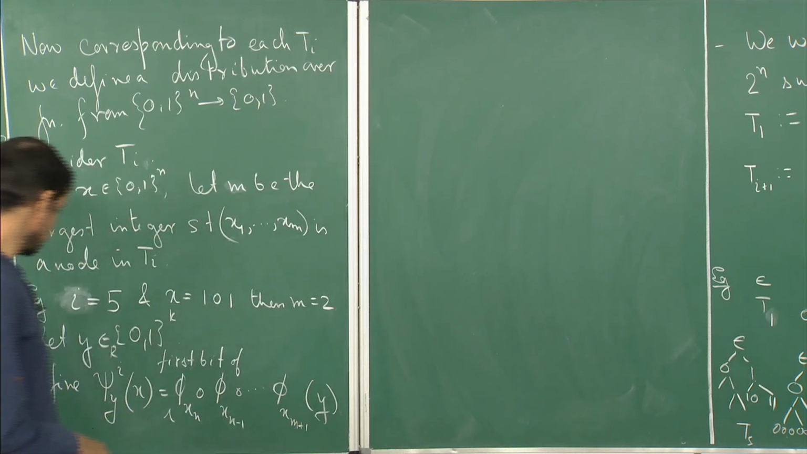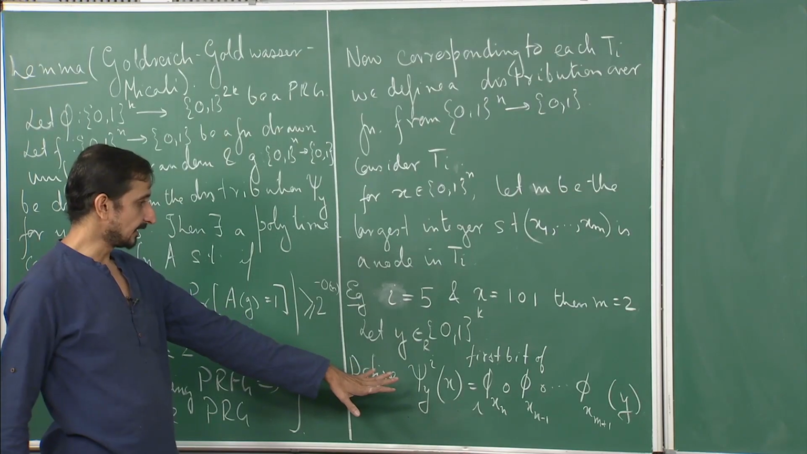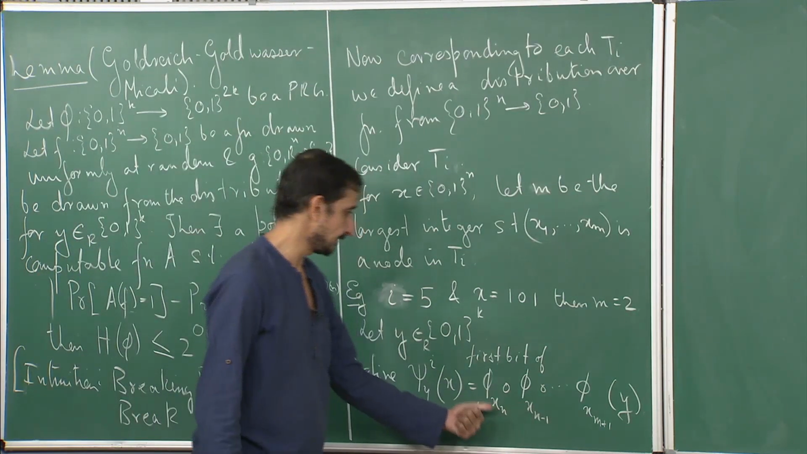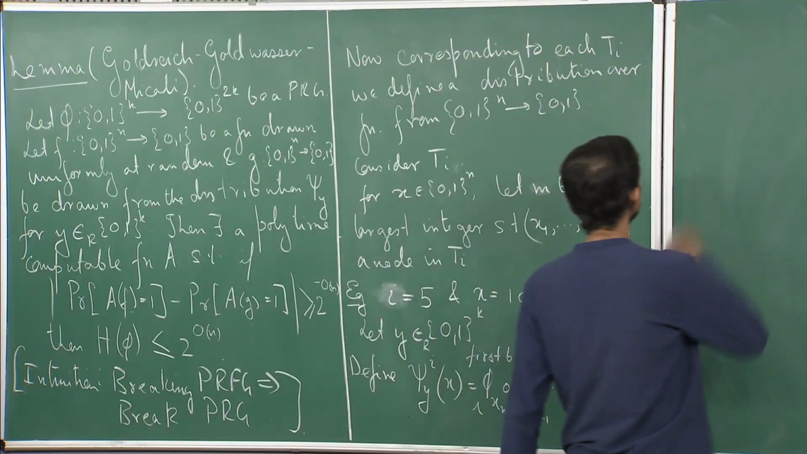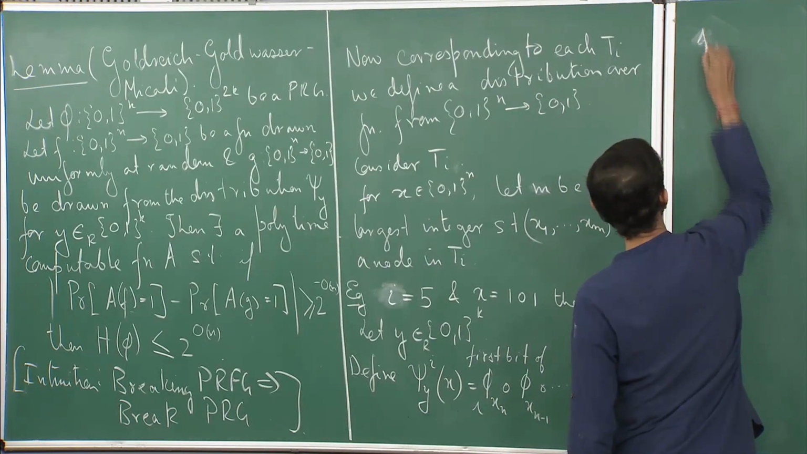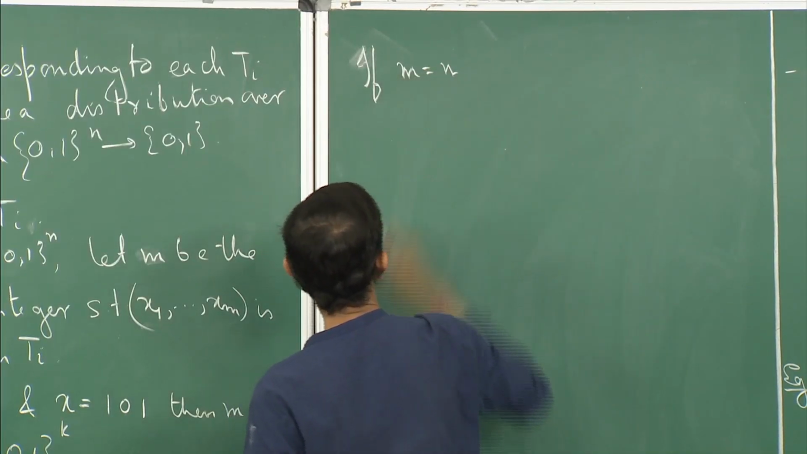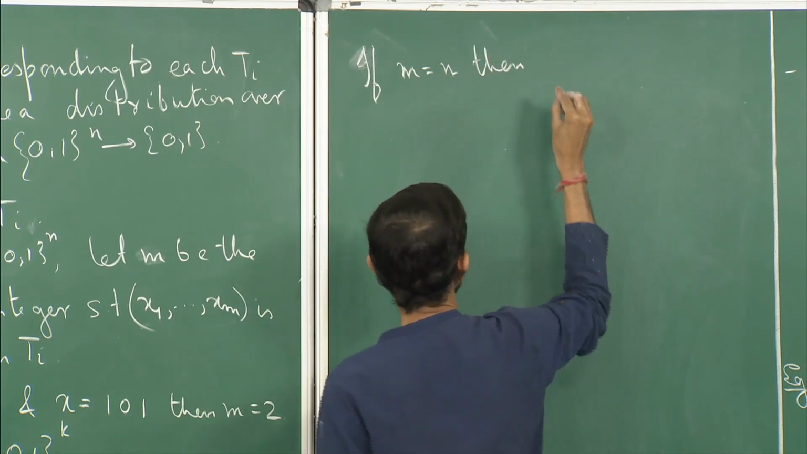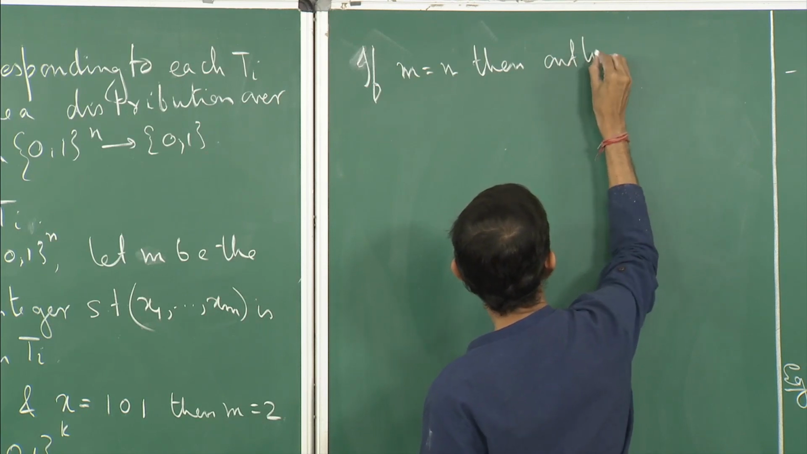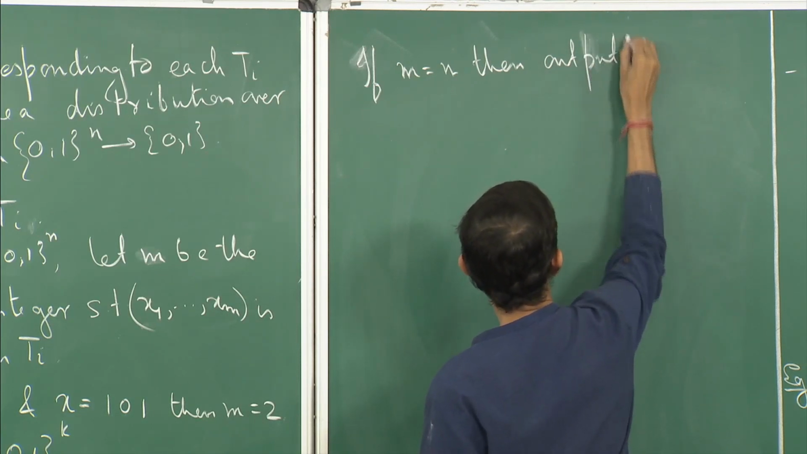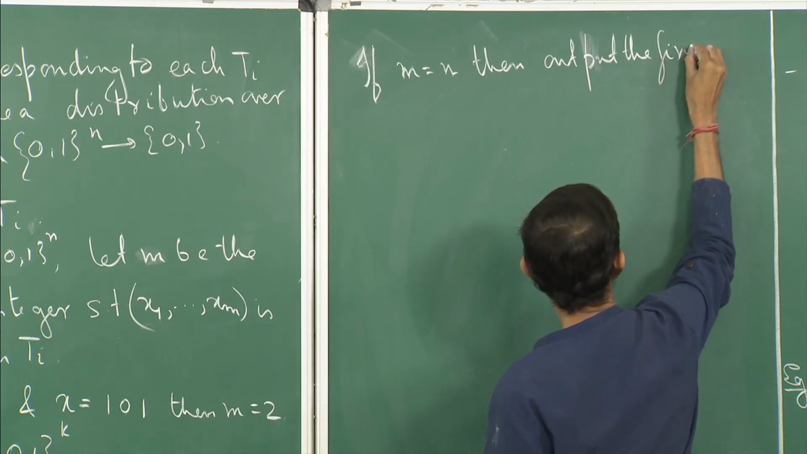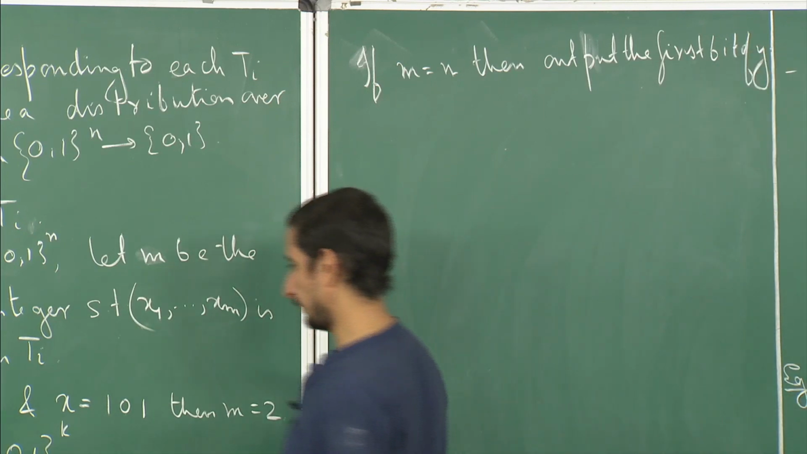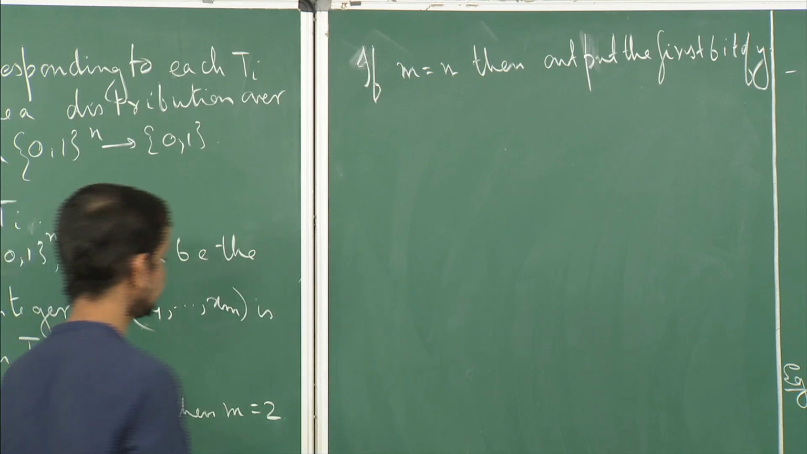And of course, we have to look at one condition. What if m is equal to n? If m is equal to n, then I don't have m plus 1. So we'll define it: if m equals n, then just output the first bit of y. Whatever the first bit is, you just output that.